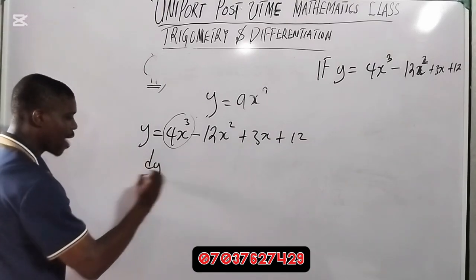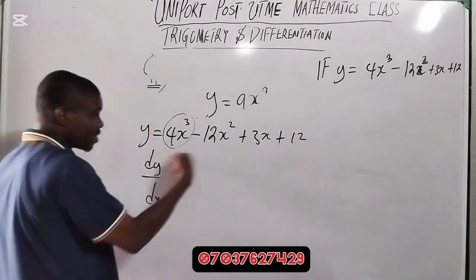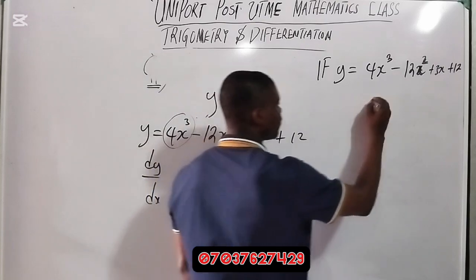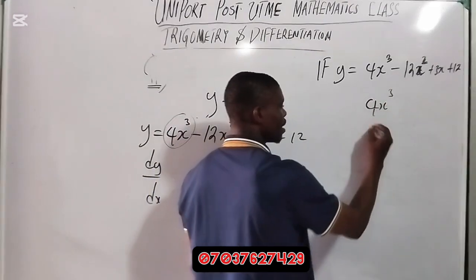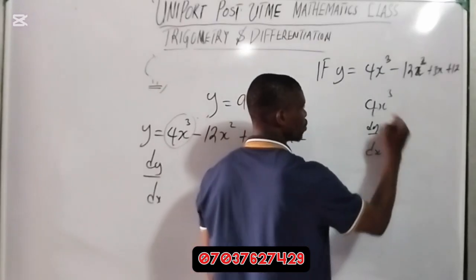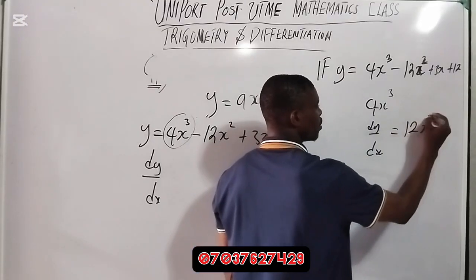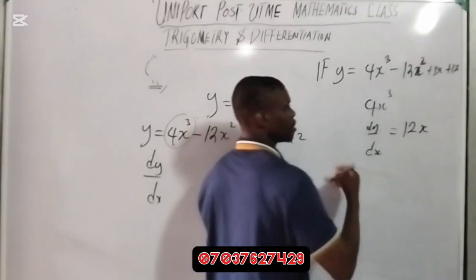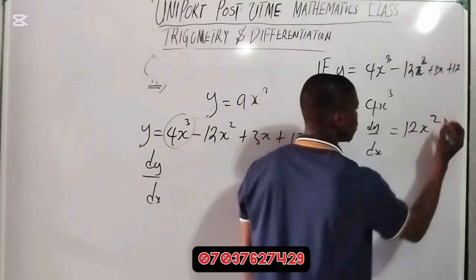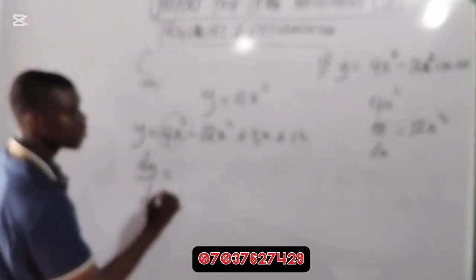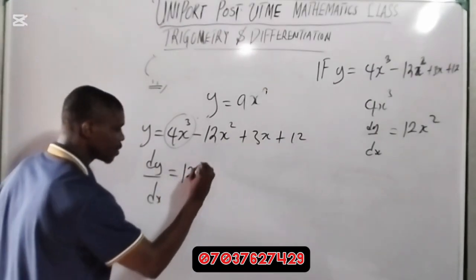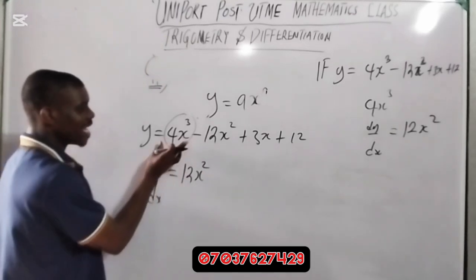So dy over dx. Bring this guy out, differentiate this guy here. So if you have something like 4x raised to 3, right? dy over dx equals what? 4 times 3, 12, right? x. Remember, you subtract 1 from here, right? So 3 minus 1 is what? 2. So that is the first one here. So it's going to be 12x raised to 2. You are done with this one.